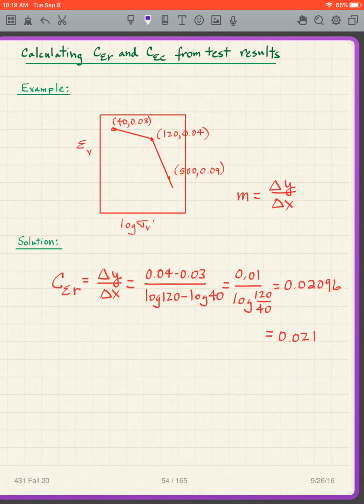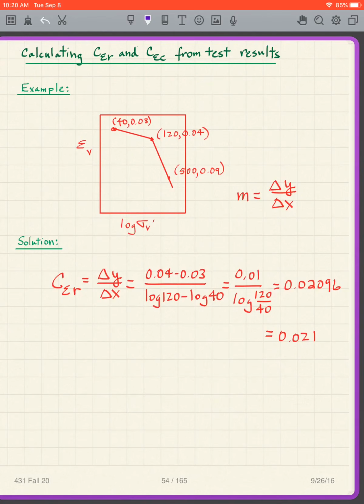All right, there are a couple loose ends that I want to tie up here that we haven't talked about for a while, so let's start with this. This has to do with the project that I'm going to give you. One of the things you're going to need to do is to calculate C epsilon r and C epsilon c from test results.